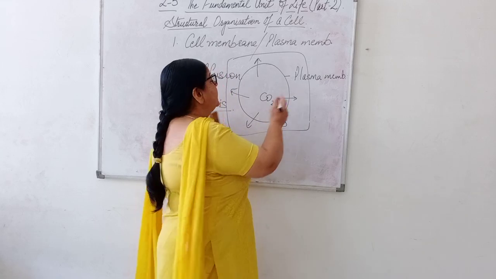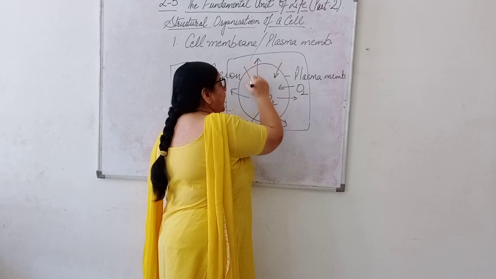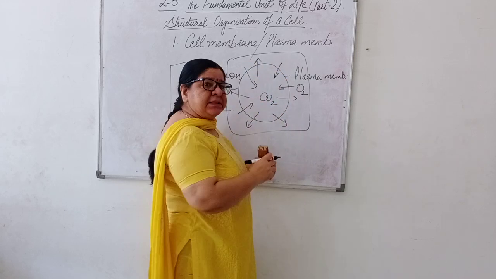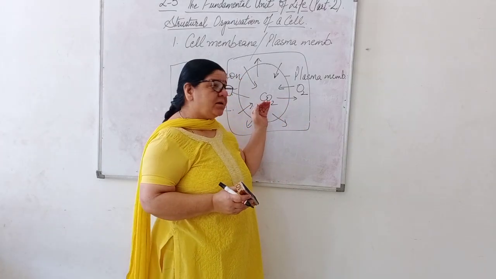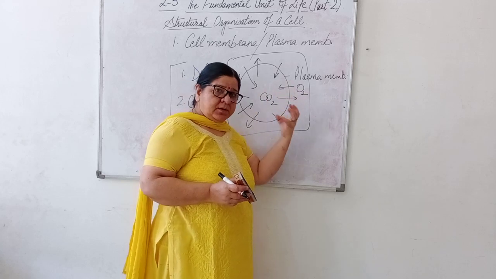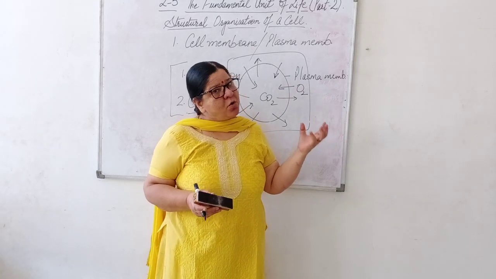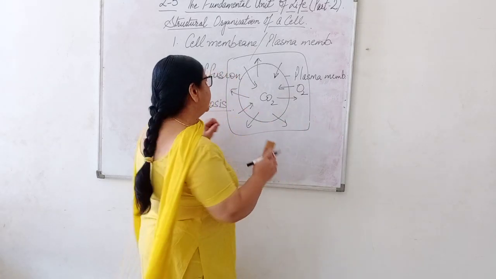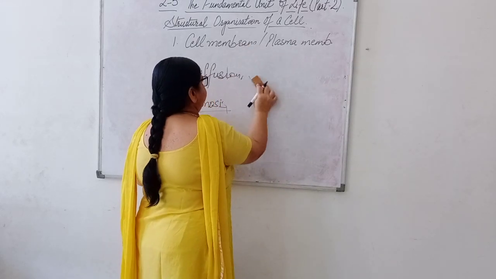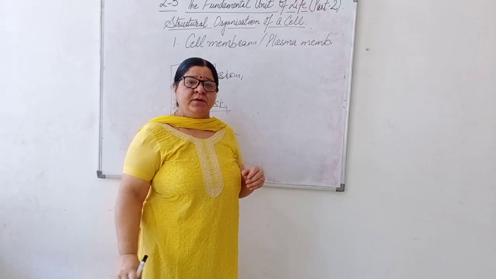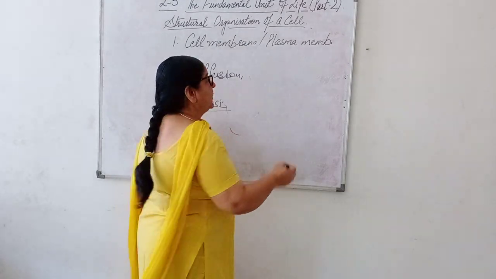So what will happen? The oxygen from outside will move inside the cell. And this is done by the process of diffusion. That is movement of gases from the region of higher concentration to the region of lower concentration. So the diffusion makes it possible here for the entry and exit of substances. Another example, one other process is osmosis.